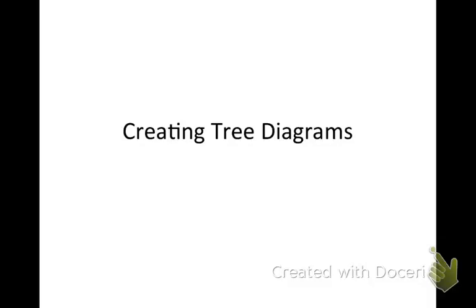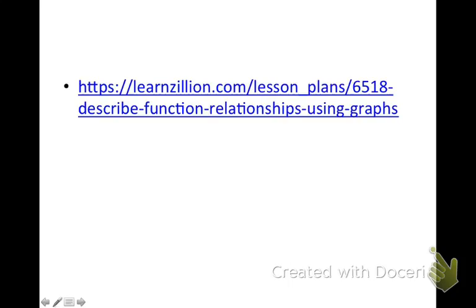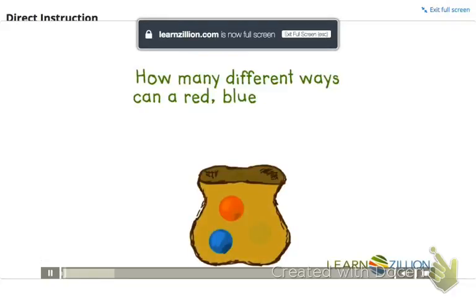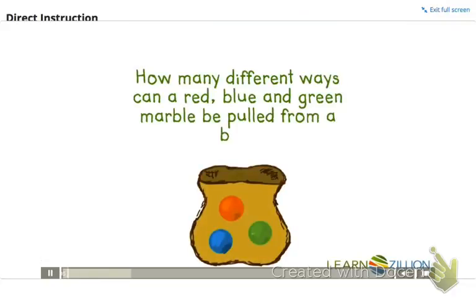Today we're going to be looking at creating tree diagrams a little bit more in depth and using that as a way to count possible outcomes in order to apply it to probability. We're going to start with a couple movies. How many different ways can a red, blue, and green marble be pulled from a bag?